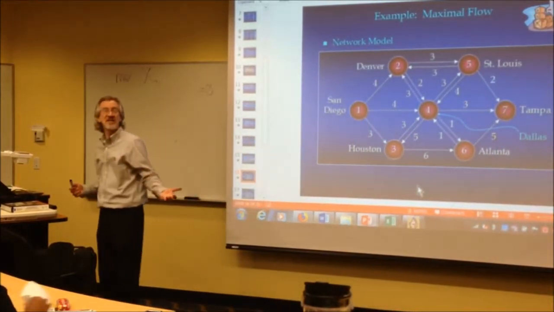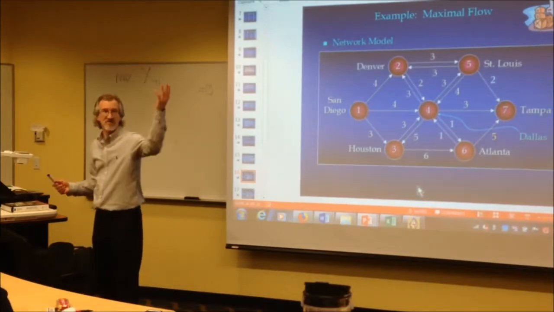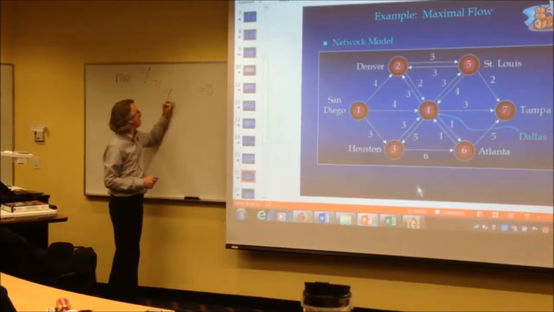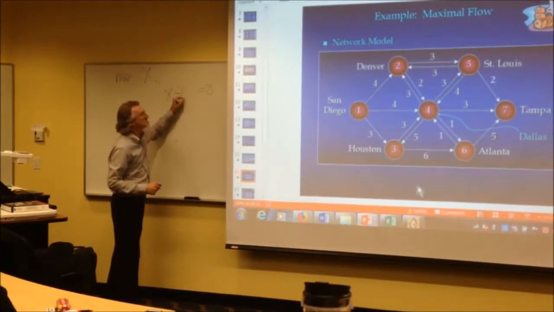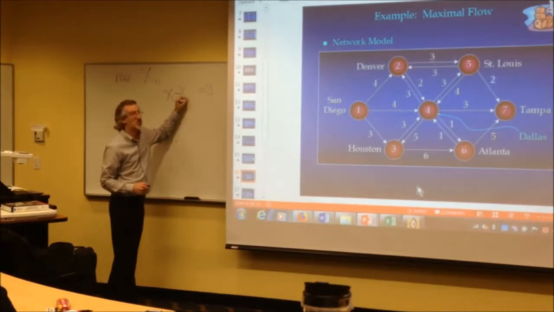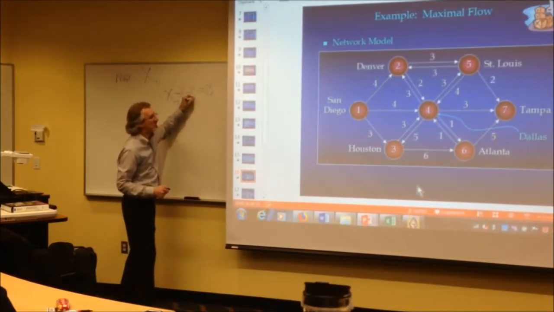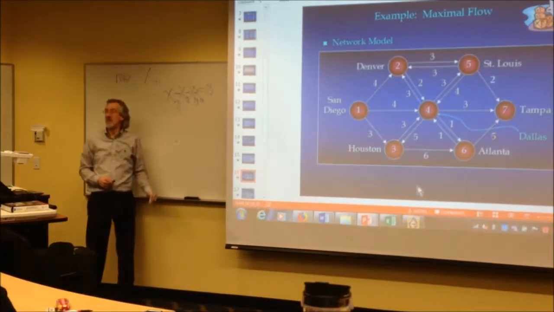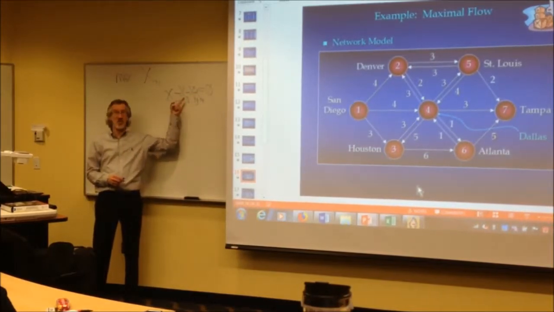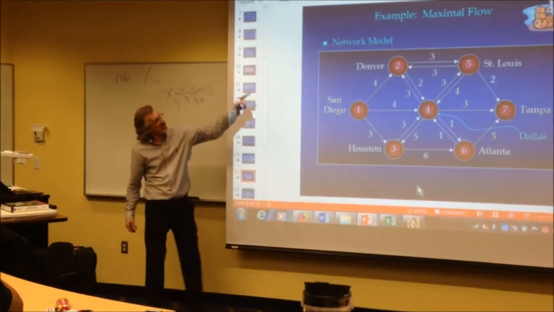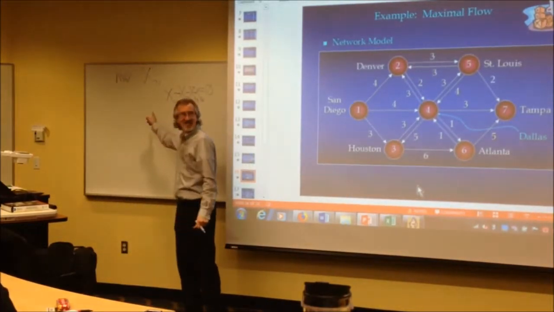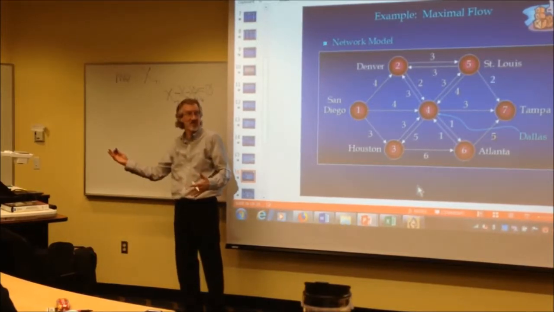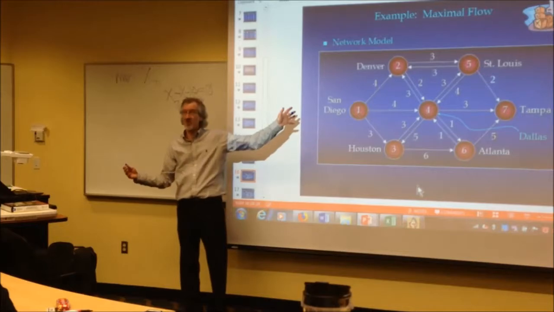Let's make the ones coming in positive. What's coming into node 1? X7,1 minus X1,2 minus X1,3 minus X1,4 equals 0. Now I made the ones coming in positive, the ones leaving negative. Every single node constraint's got to have that exact consistency. If you start with positive coming in and negative going out, you've got to be positive coming in, negative going out for every one of them. Want to do one more to make sure we get it?